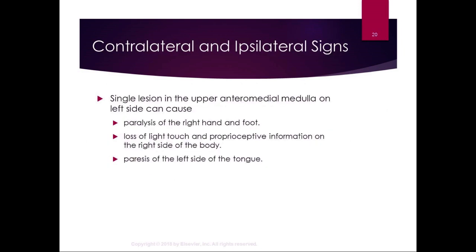So a single lesion in the upper anterior medial medulla on the left side, that makes sense, can cause paralysis of the right hand and foot, because our lesion's in the medulla on the left. It's the contralateral side of the body. It can cause loss of light touch and proprioceptive information on the right side of the body. That's our dorsal column. So the paralysis of the right hand and foot is the lateral corticospinal tract. The light touch and proprioceptive information is the dorsal column, medial lemniscus. And paresis on the left side of the tongue, that's the cranial nerve portion of it. So you have that mix of contralateral and ipsilateral signs in the head and the body.